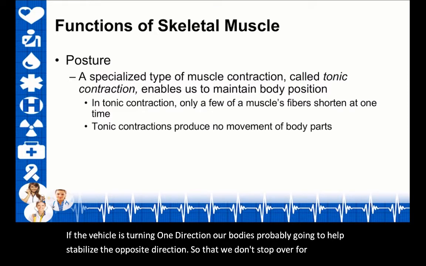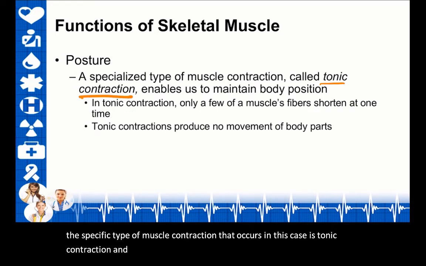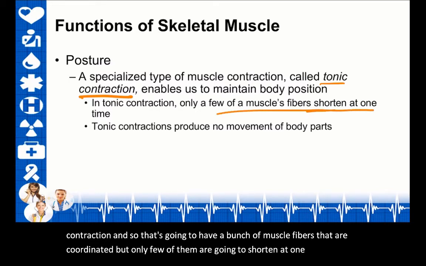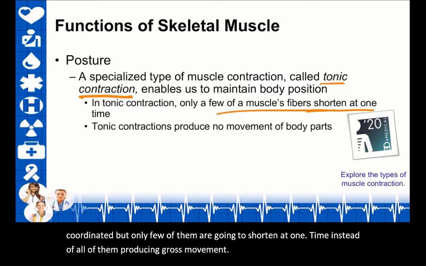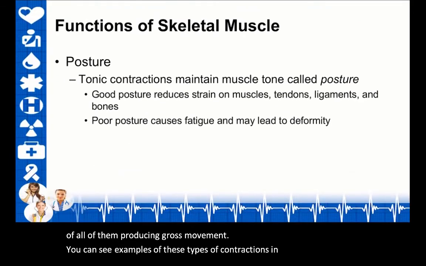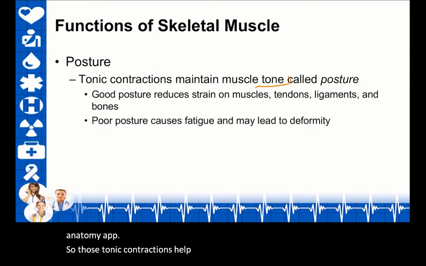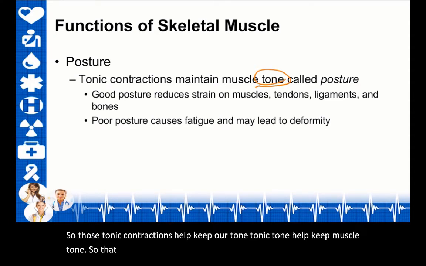So the specific type of muscle contraction that occurs in this case is tonic contraction. And so that's going to have a bunch of muscle fibers that are coordinated, but only a few of them are going to shorten at one time instead of all of them producing gross movement. You can see examples of these types of contractions in the Complete Anatomy app. So those tonic contractions help keep muscle tone so that we reduce the strain or the fatigue that's going to be experienced by the extremities.